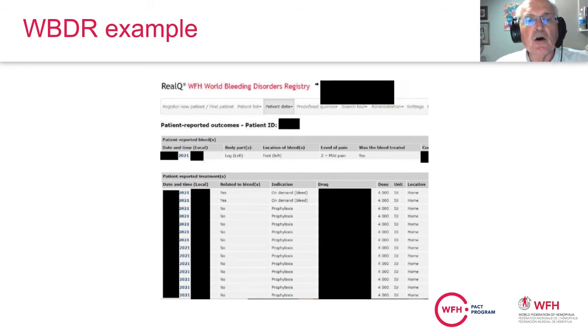So on the top, we can see that he's had bleeds in his left leg and specifically his foot, and that his pain was mild, and that he also treated it. If we look at the details below, we can see in the two top lines that he actually gave himself on-demand treatment, and he gave himself 4,000 international units. And below that, we can see that he actually recorded his prophylactic treatment.